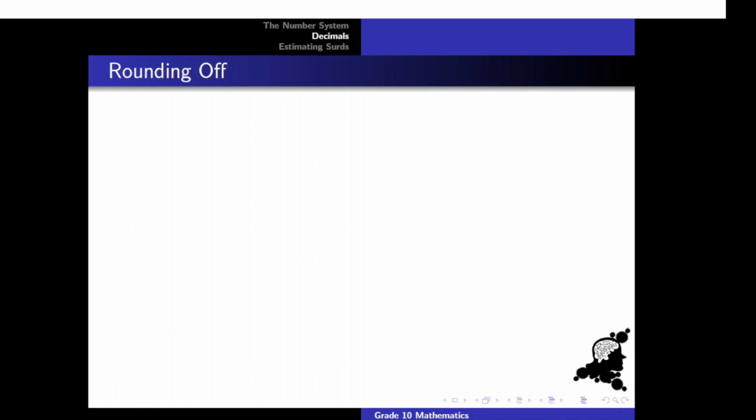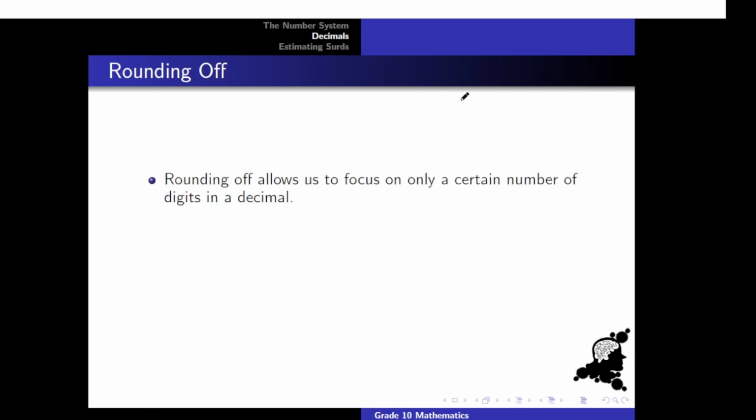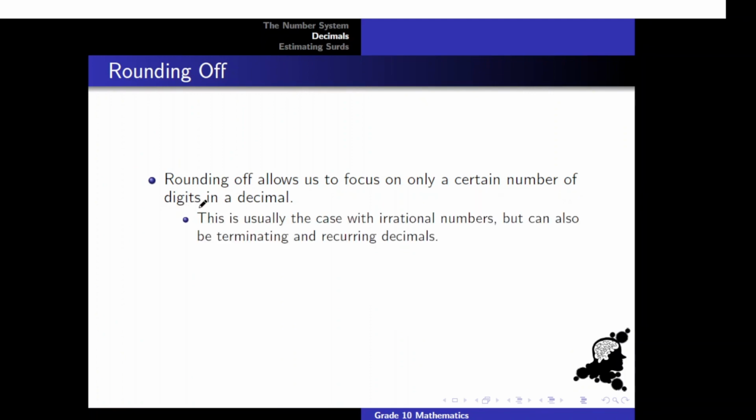Alright, the next section that we're looking at here would be rounding off decimals. So what is rounding off? It basically allows us to focus only on a certain number of digits after the comma in a decimal. Now this is usually the case with irrational numbers, but can also be terminating and recurring decimals.